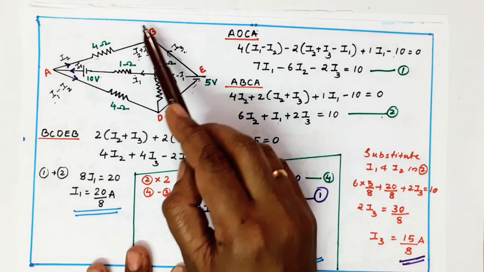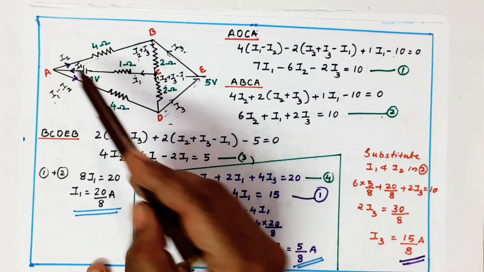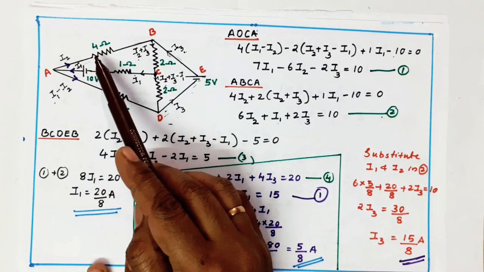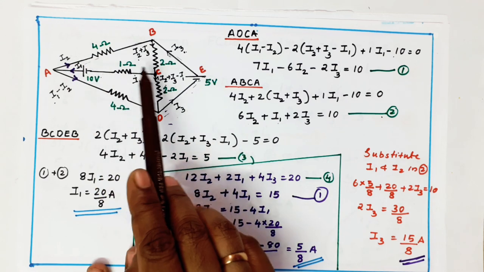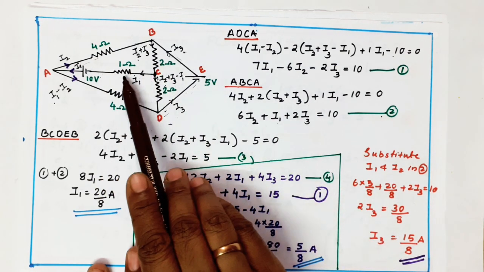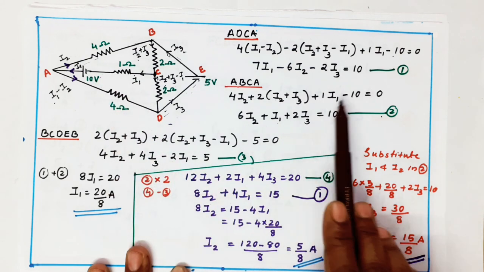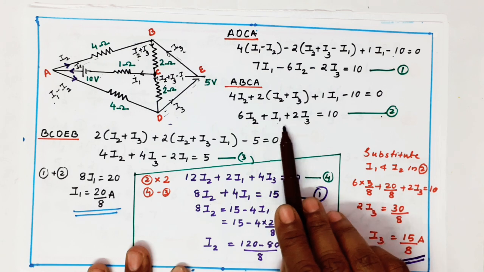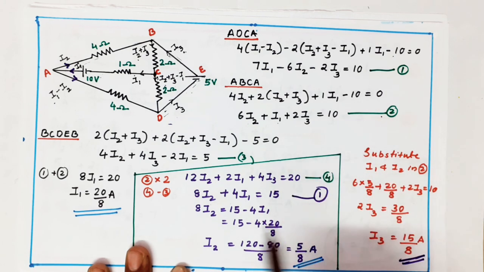Take the next loop A, B, C, A. In this case, my current is going in a clockwise direction. So the voltage term is 4 I2 plus 2 into I2 plus I3 plus 1 into I1, minus 10 equals 0. I get the term 6 I2 plus I1 plus 2 I3 equals 10.